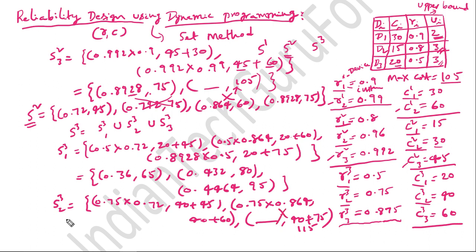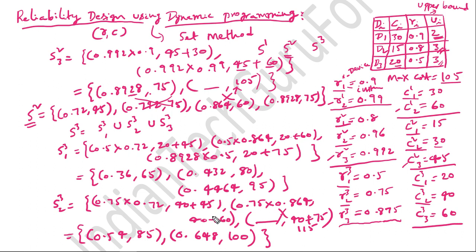Okay, so what are the remaining ordered pairs? 0.75 into 0.72, 0.54 comma 40 plus 45, 85 comma 0.75 into 0.864, 0.648 comma 40 plus 60, 100. So these are the two ordered pairs we got for S power 3 suffix 2.